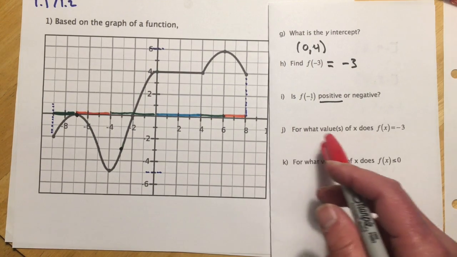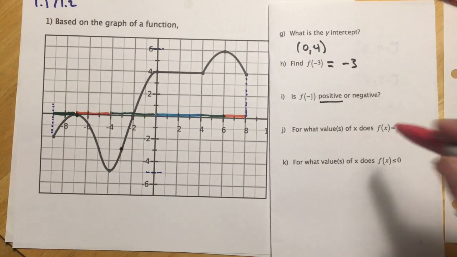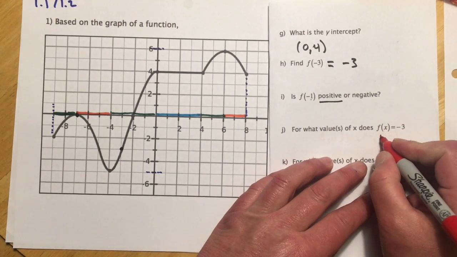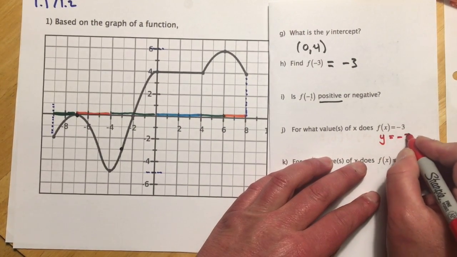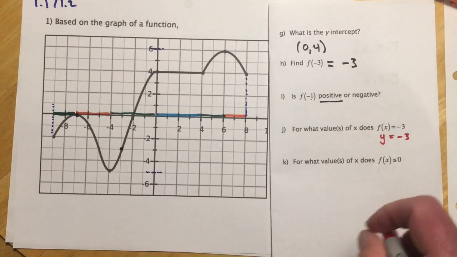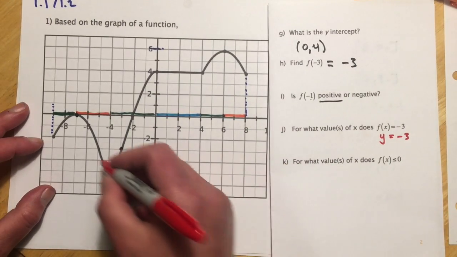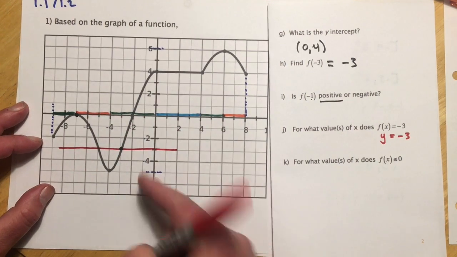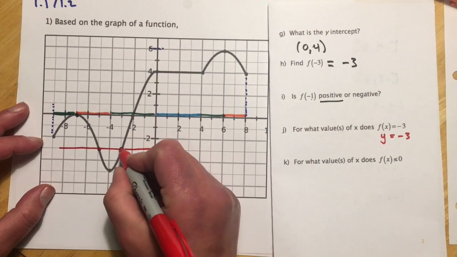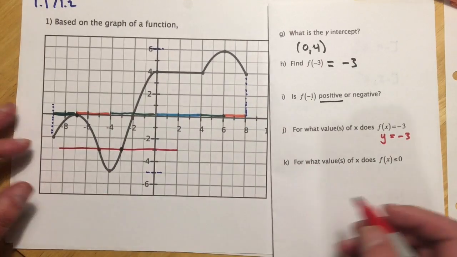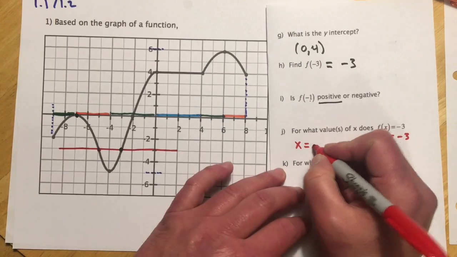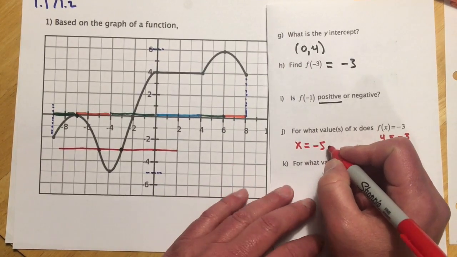So J is, for what values of x does f of x equal -3? Okay, so this means what x's make it come out to y equals -3. If I just draw a line through -3, any place it's crossing there is what does that. So this would be at x equals -5 and -3.